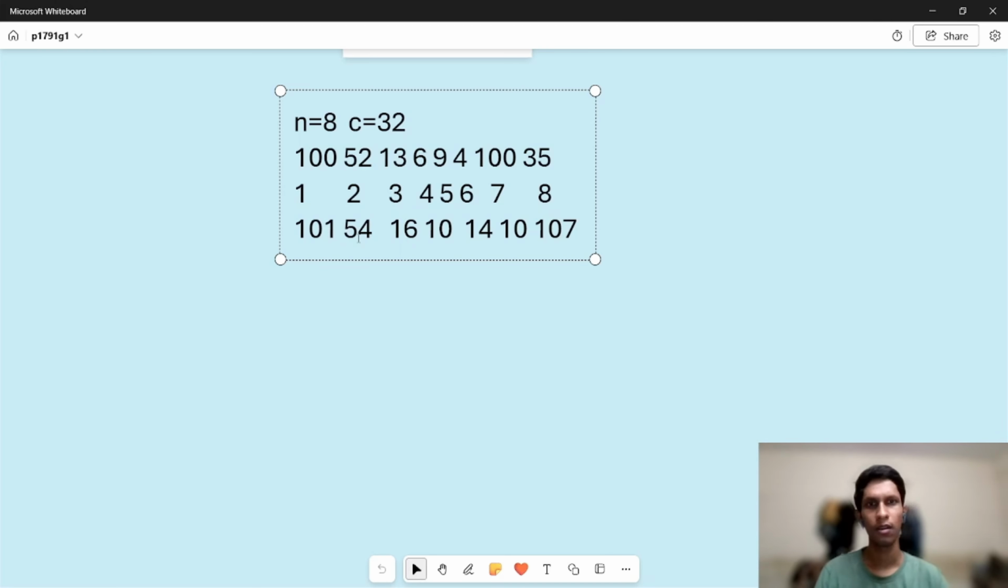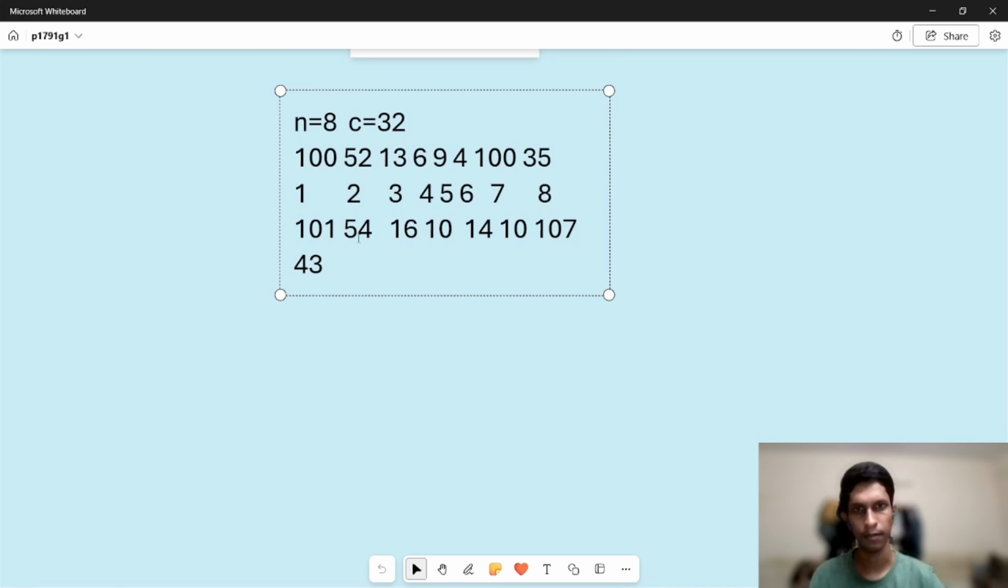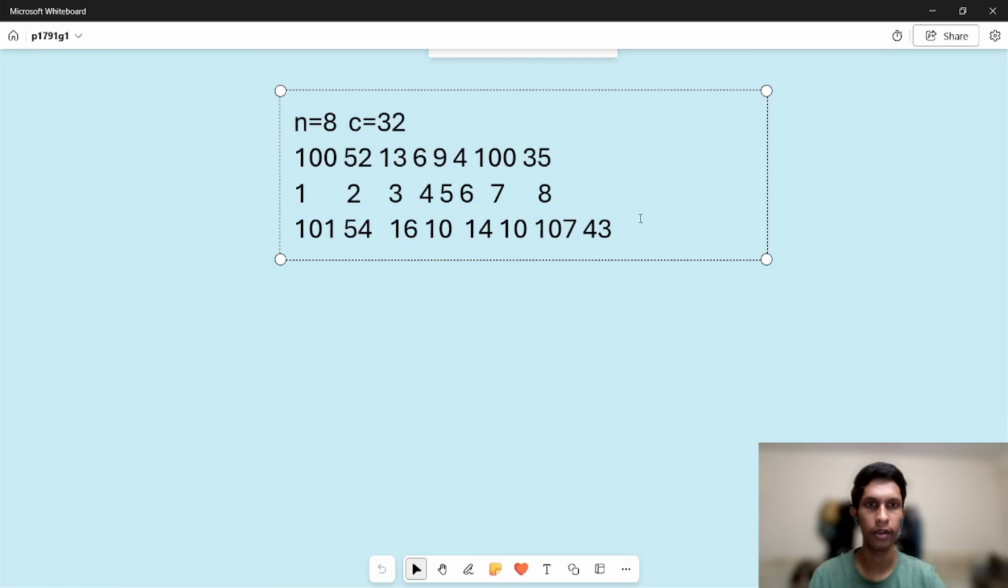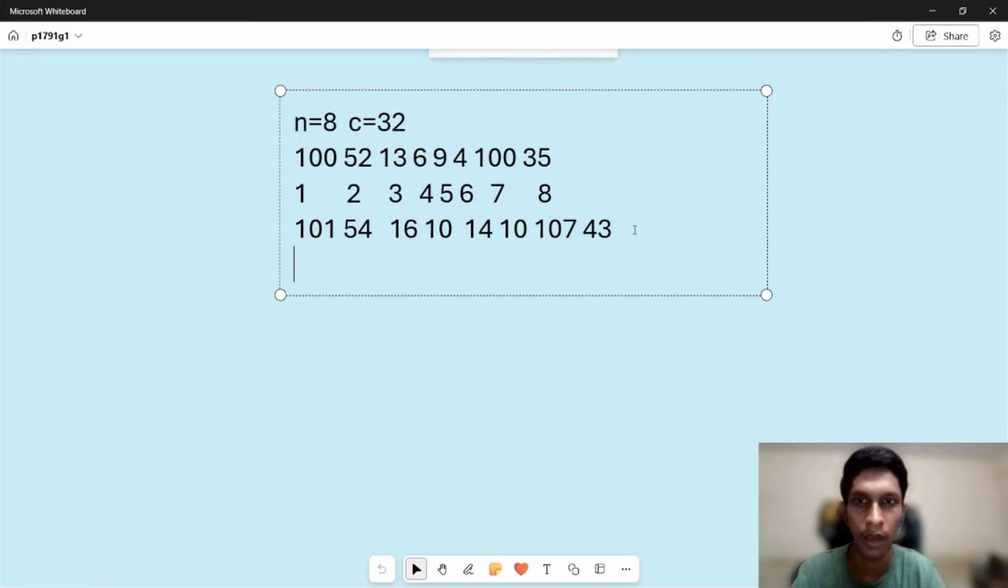So the total coins that we have to spend will be 35 plus 8, 43. So this is the cost for all the doors that are indexed here. So what we are going to do is that, since it is a sorting problem, we'll sort this cost of the doors.